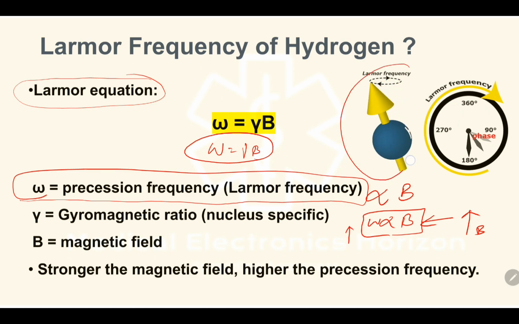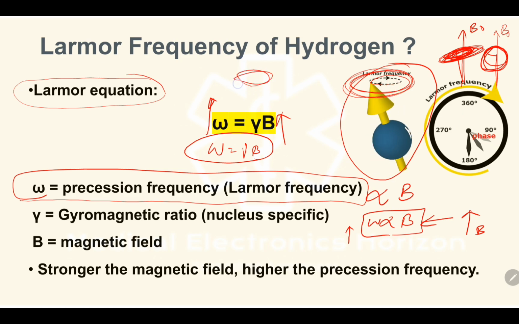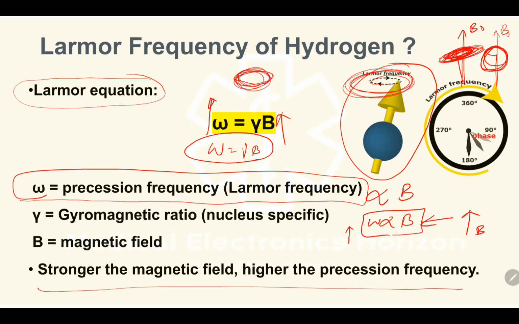So what movement is this atom doing? This is the precession. If the magnetic field is high, the precession will be very fast. If the magnetic field is less, the precession will be very slow, like this. So the higher the magnetic field, the higher the precession. Omega is equal to a constant times B. The stronger the magnetic field, the higher the precession frequency.